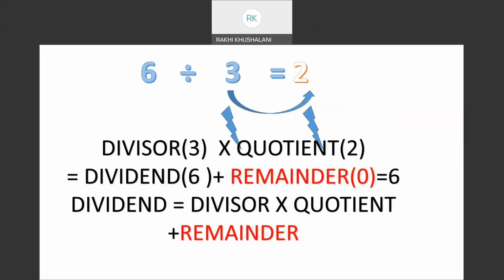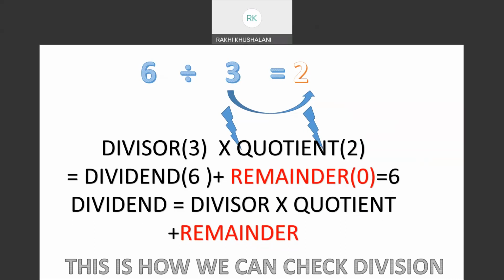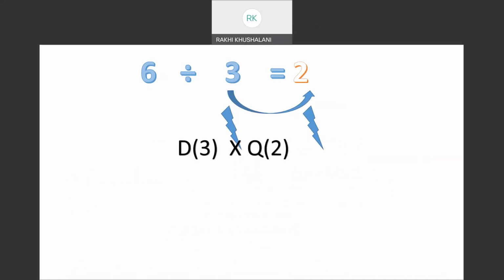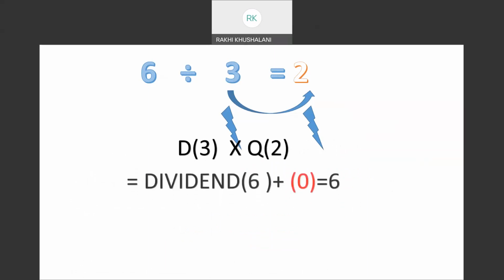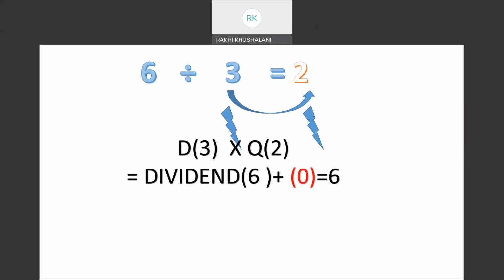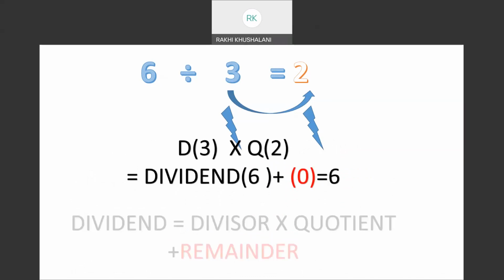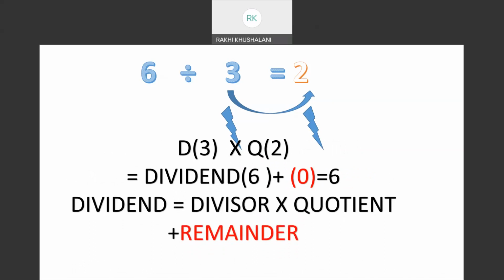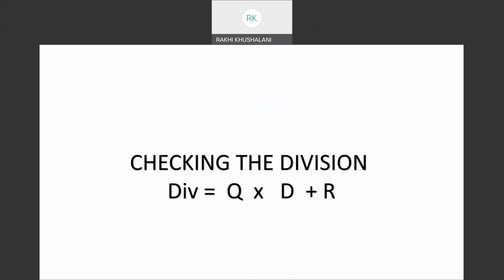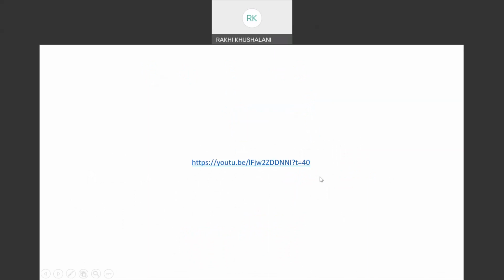This is how you check whether you have done the division correctly. You know how to check addition, you know how to check subtraction, you know how to check your multiplication. You will now learn how to check your division. So we will use abbreviations. For divisor, we say D. For quotient, we say Q. For dividend, we use the letters DIV D, plus the remainder, that is R. Now let's see.